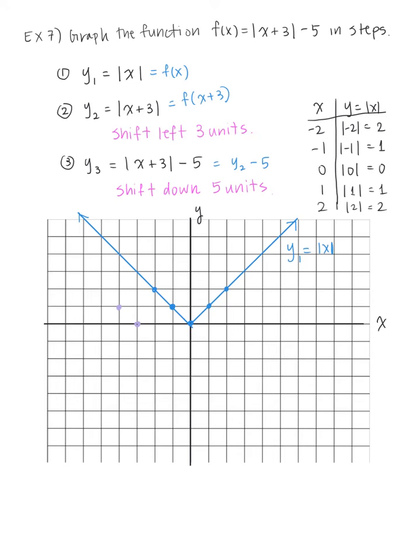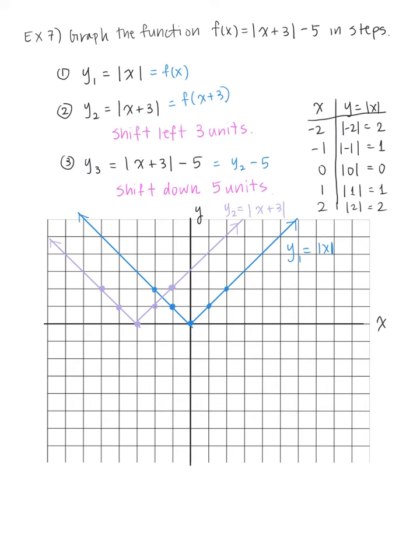And then, when x is 1 and y is 1, we shift this point 3 units to the left. So we're going to have this point here. And then 2, 2. All right, so 2, 2, if I shift 3 units to the left, this is the point that we're going to get. And then this is the point that we're going to get. So this is the graph of y sub 2, which is absolute value of x plus 3.